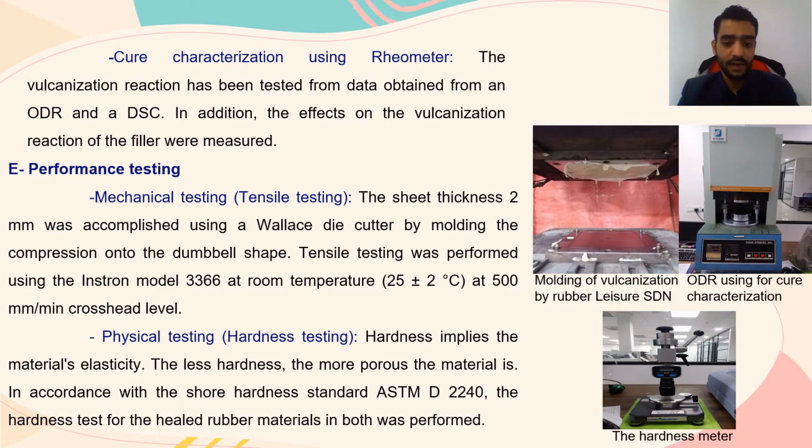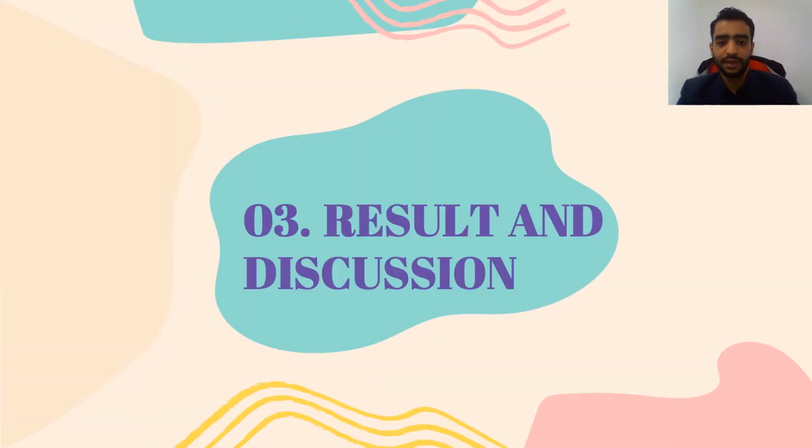Physical testing, hardness testing. Hardness implies the material's elasticity. The less hardness, the more porous the material is. And this picture shows the hardness meter. Thirdly, we have the result and discussion.